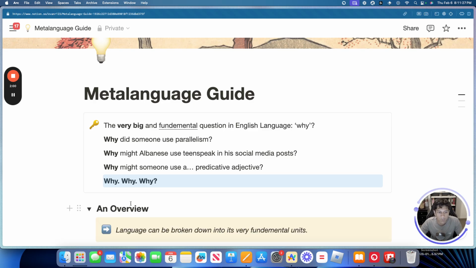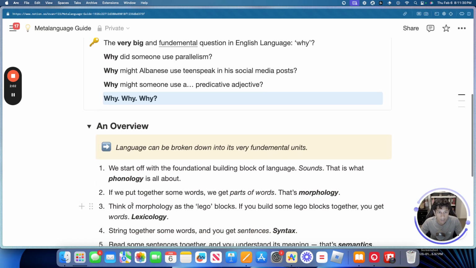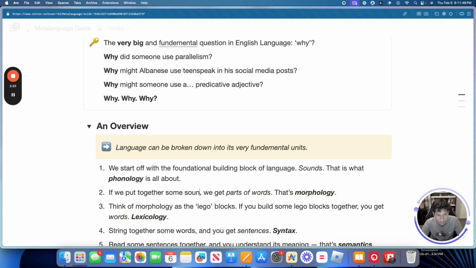So I'm just going to provide a quick overview of the subsystems beyond that. So language can be broken down into very fundamental units, right? We start off at the most fundamental unit of language, which are sounds. Without sounds, we don't have language. We call it phonology, right? So phonology is the study of sounds, the fundamental building block of language. If we put together some sounds, you get parts of words, right? And they're essentially the Lego blocks. That's morphology, by the way.